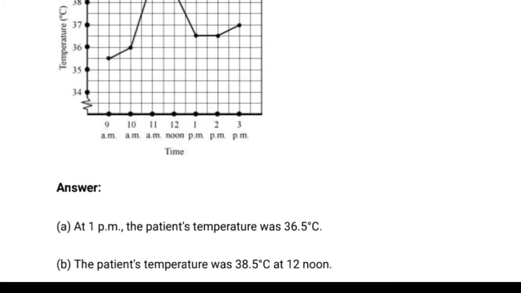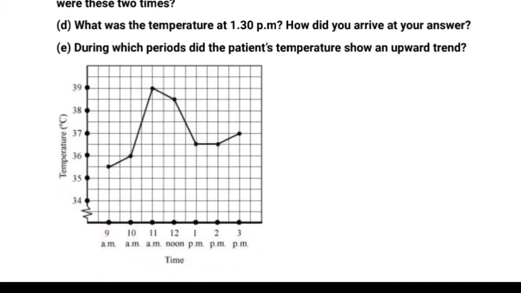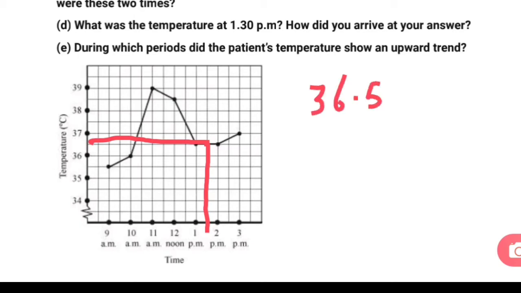Okay. Now the fourth part is, what was the temperature at 1:30 p.m.? How did you arrive at your answer? Now if you observe at 1:30, between 1 and 2, this line, 1:30. So if you check, the temperature is 36.5. So our answer is 36.5 degree Celsius. Now further it is asking, how did you arrive at your answer?